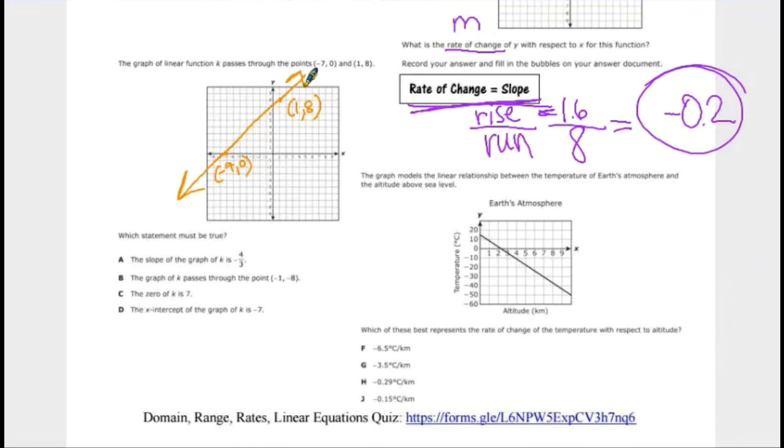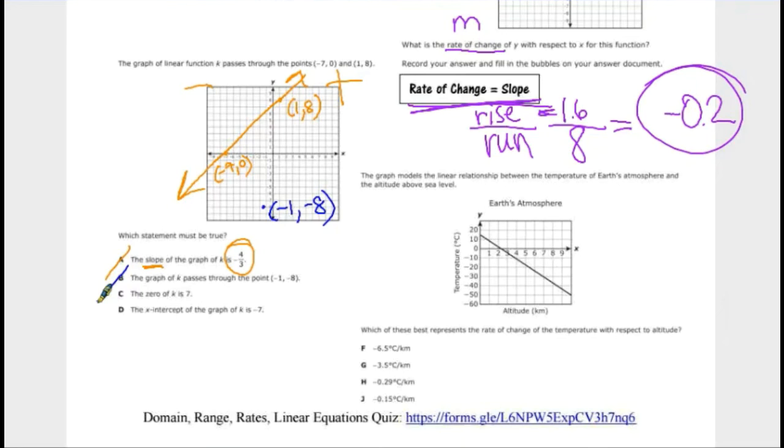Let's look at the answer choices. Which statement must be true? A, the slope of the graph of k is negative 4/3. Well, guys, if it's the slope, and it says negative, is there any way that this line can be negative? A negative line has to point the opposite way. No, it's positive, so it can't be the answer. B says the graph k passes through the point negative 1, negative 8. Well, let's graph it. If it's negative 1, I'm going to go 1 to the left and go down 8. Is there any way that our line's passing through that? Heck no. So that can't be our answer.